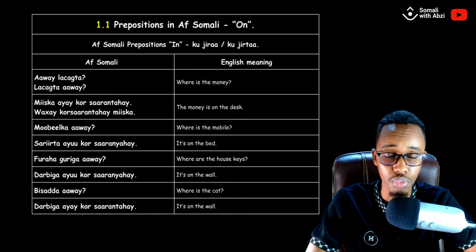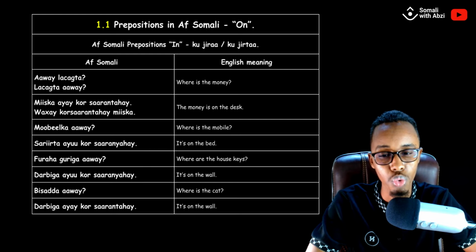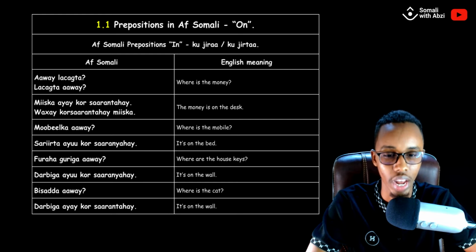For example, the first question was away lacagta. Lacag is feminine. That's why we said miiska ayay kor saaran tahay. It doesn't mean miis, it means the question's noun. Now the question's noun is mobile. Mobile, is it masculine or feminine? It's masculine. That's why we used sariirta ayuu kor saaran yahay.